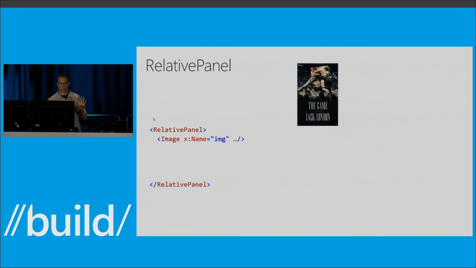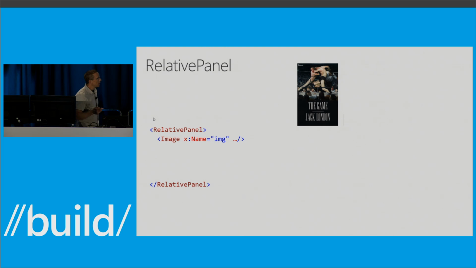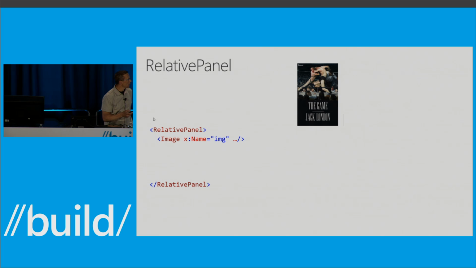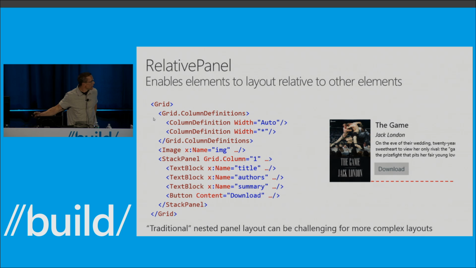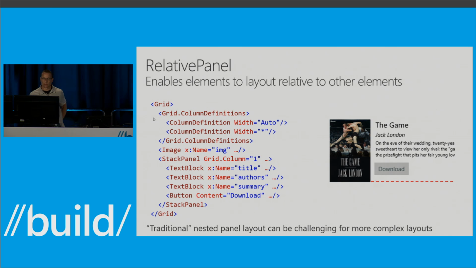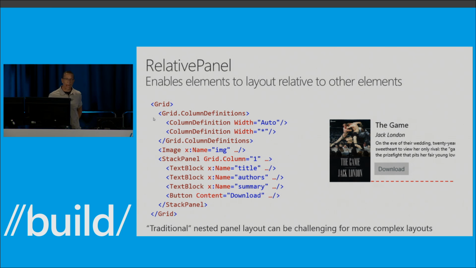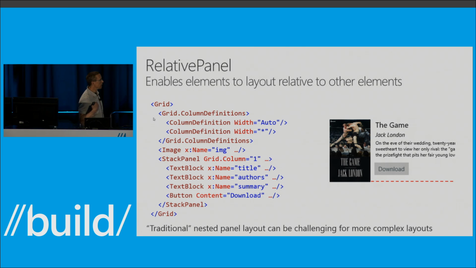So this is relative panel. Image on the left, so the same view that I had previously shown. What I was trying to do, sorry, was show how to build this experience on the right. The first slide was showing how you would do this using grid and stack panels, which is the traditional way you might do it in XAML.